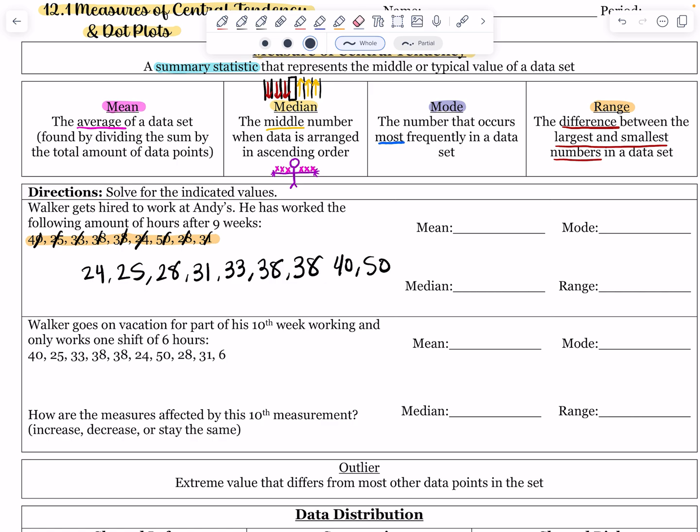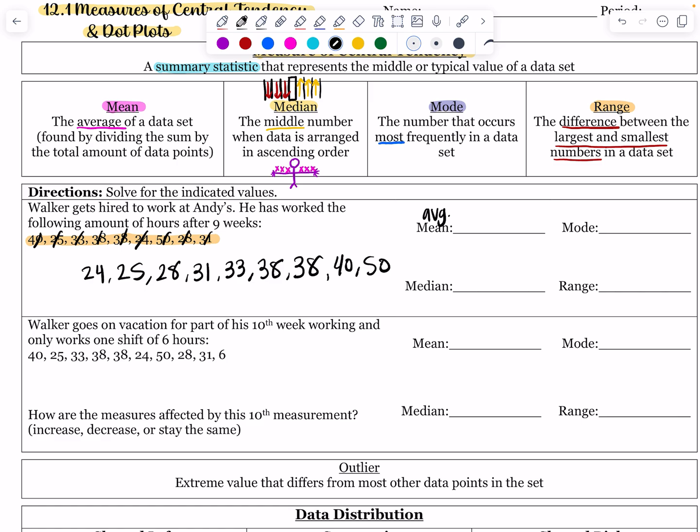And so we want to find the average. So how do we find the average, which is the mean? This one I call the mean one because you have to take out your calculator and type all this stuff in. So we're going to go 24 plus 25 plus 28. It takes a while. Plus 31 plus 33 plus 38 plus 38. Make sure I don't miss a number here. And then 40 plus 50.